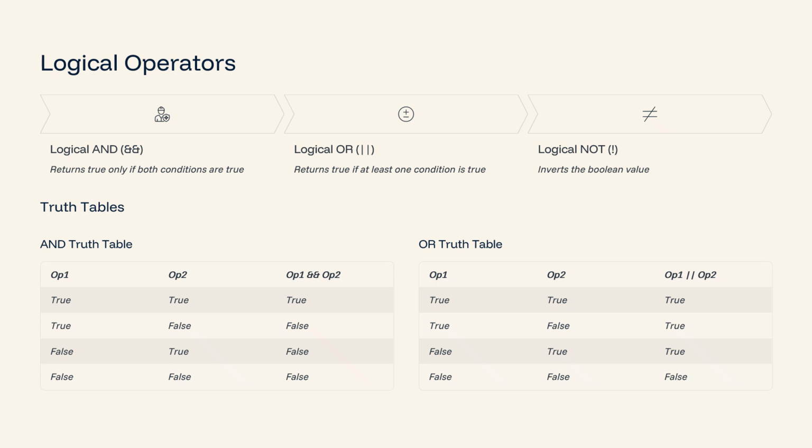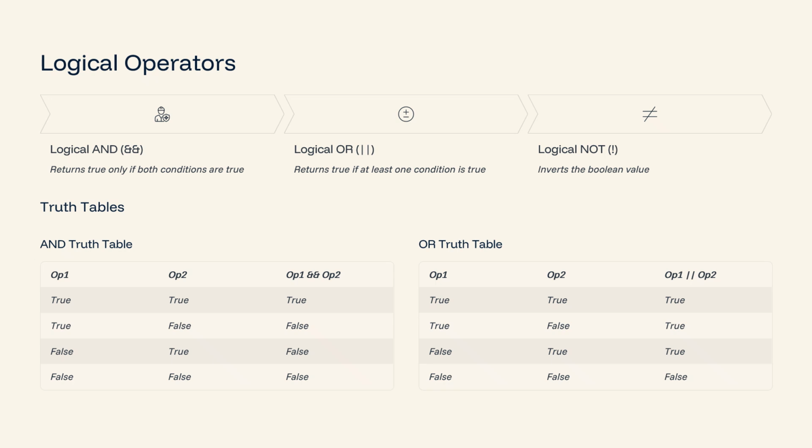Now we will look into the logical operators. Here you're going to have logical and, logical or, logical not. Logical and means it is going to return true only if both the conditions are true. Logical or, if any one of the conditions is true, it is true, otherwise it is false. Logical not, if it is true, it returns false. If it is false, it gives you true.